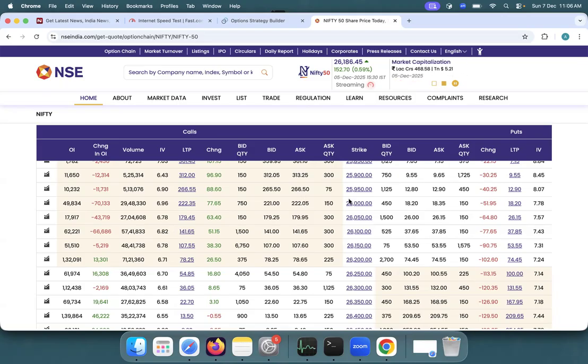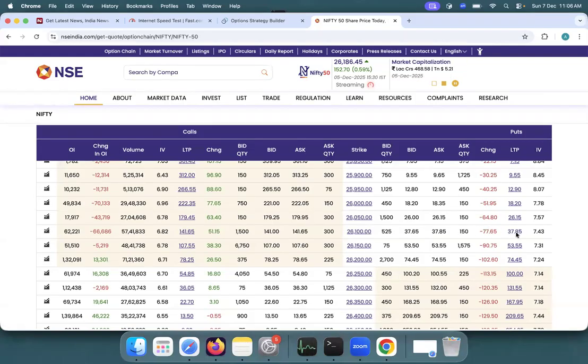Consider this as a vegetable market where you as a buyer are going and buying something, and there's a seller who is going to sell it to you. Similarly, all these strike prices, all these contracts get traded in the market. So if your view is that the market is going to go below 26,100, you can go ahead and buy the put option of this particular strike price.